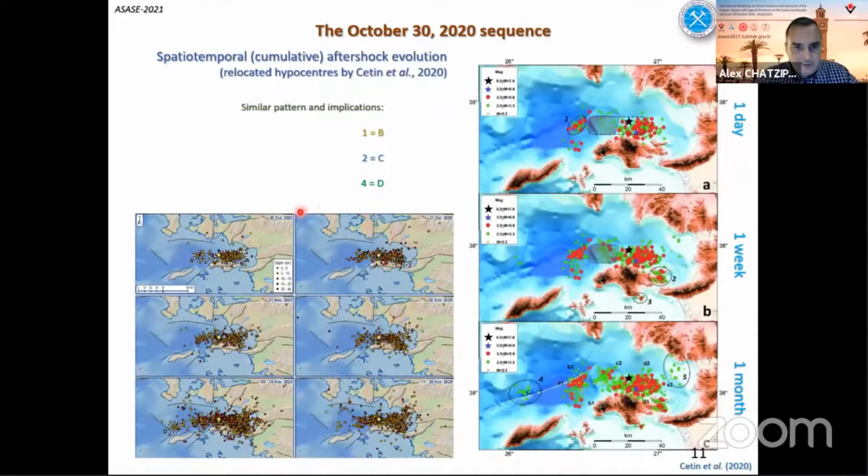If we compare these maps with the maps published by Chatzipetros et al. 2020, with the relocated epicenters, there is quite a good agreement with the first cluster west of the main shock, the second cluster southeast of the main shock, and the cluster here north of Ikaria Island, with another cluster which, however, is not very well defined near the coast of Turkey.